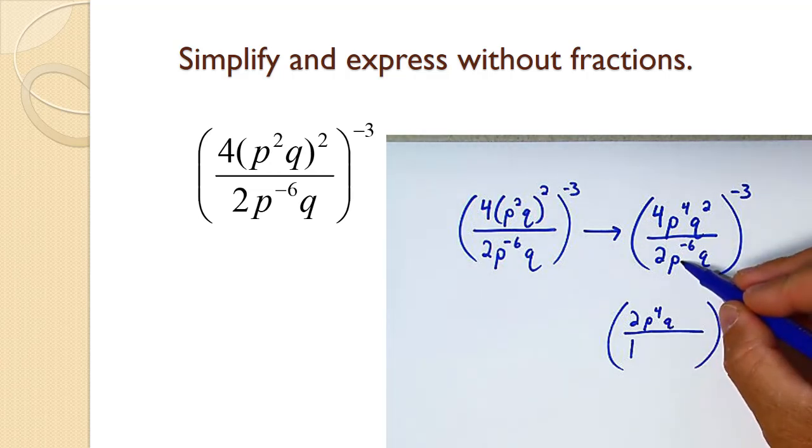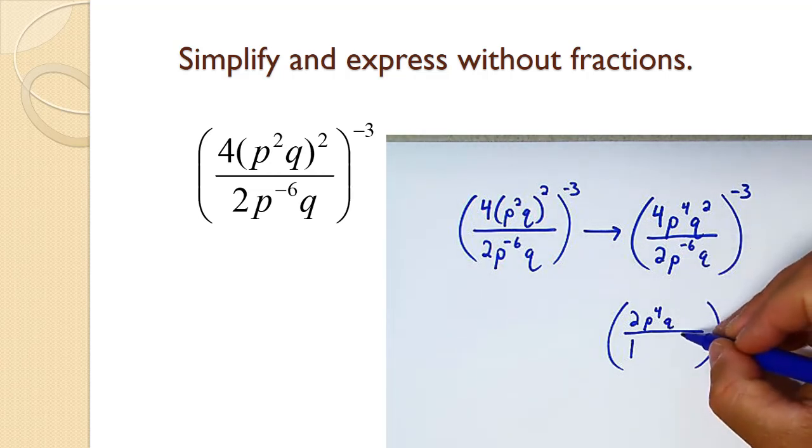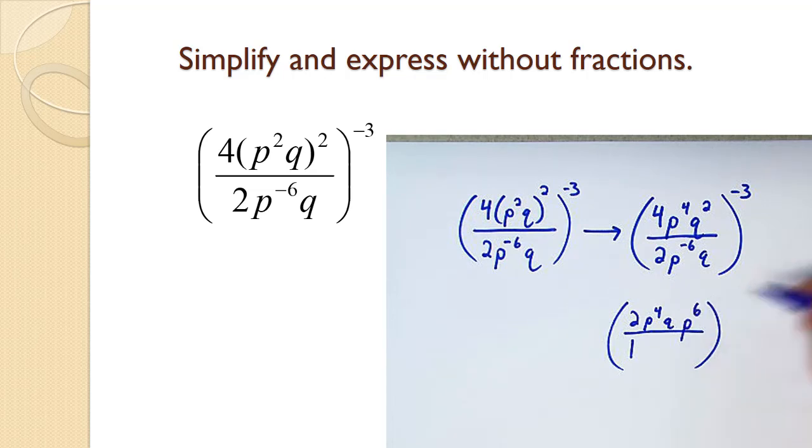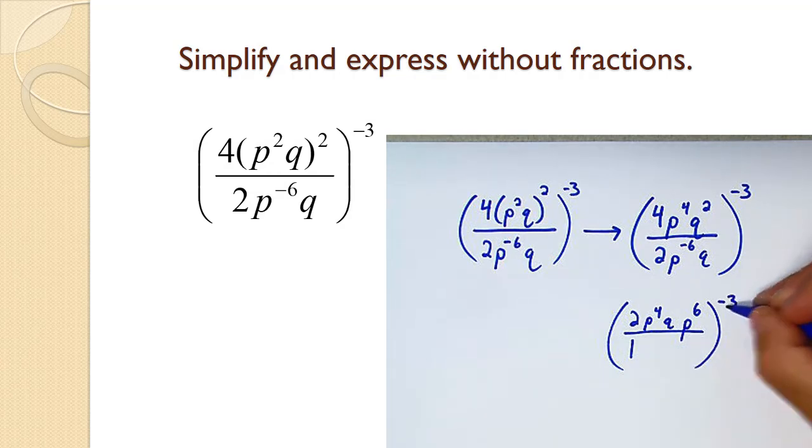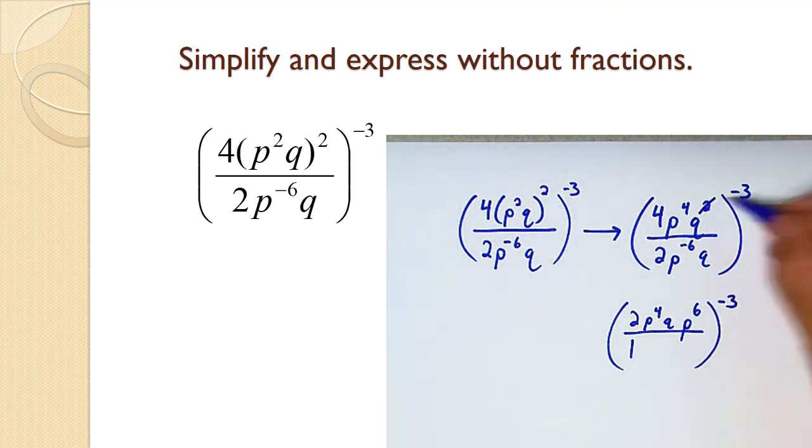And if we bring that p to the negative 6th up to the top, it becomes p to the positive 6th. So the only thing that's left in our denominator is that 1. This is still all going to be raised to the 3rd power. I want to emphasize that the reason that that q is alone on top is because one of the q's on the top canceled with the q on the bottom, leaving just one q on the top.